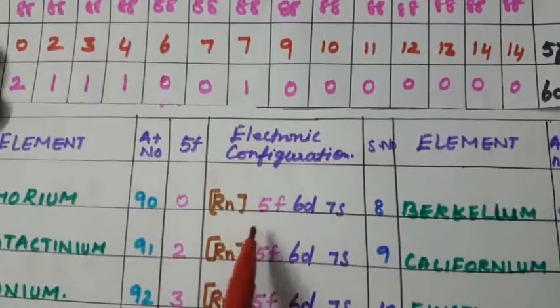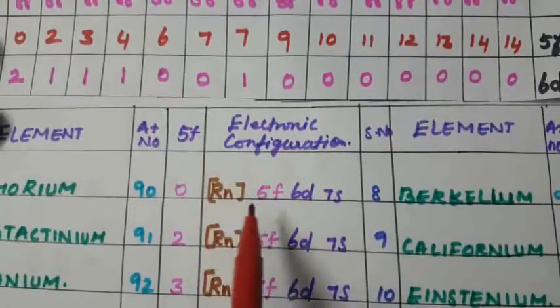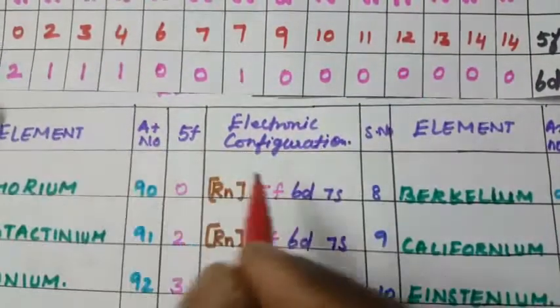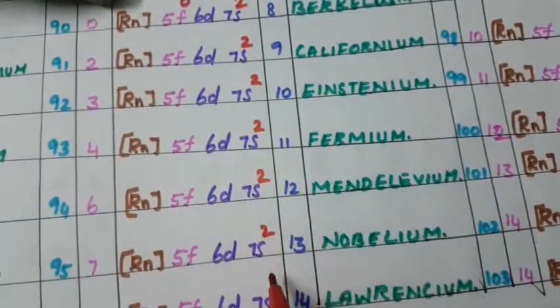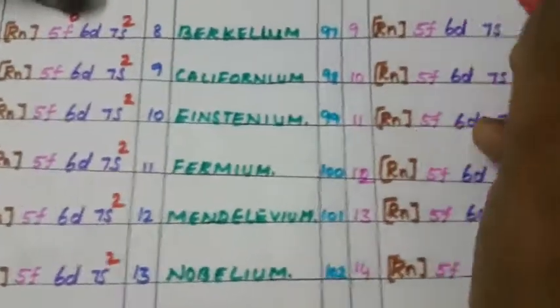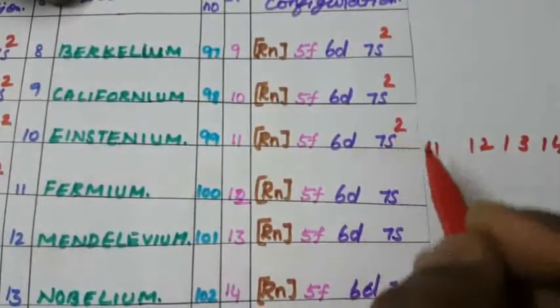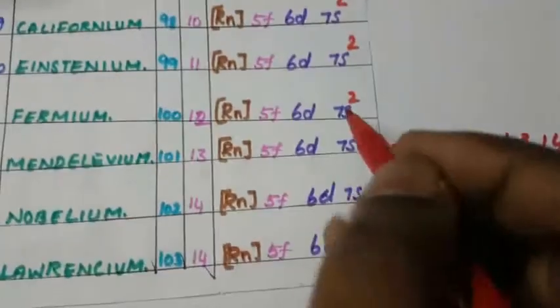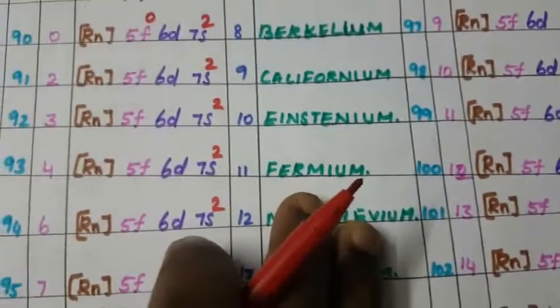So here, this is radon 5f 6d 7s. I am writing here radon is 86. What are the 5f? That is 0. 7s2, I am writing full 2 electrons. The orbital contains 2 electrons. I am writing here 2 electrons, here also 2 electrons.